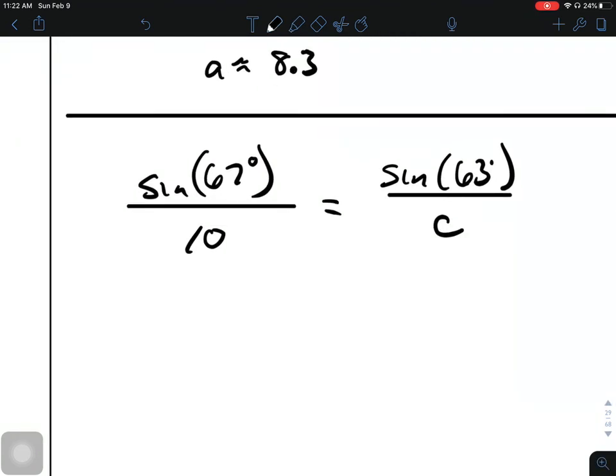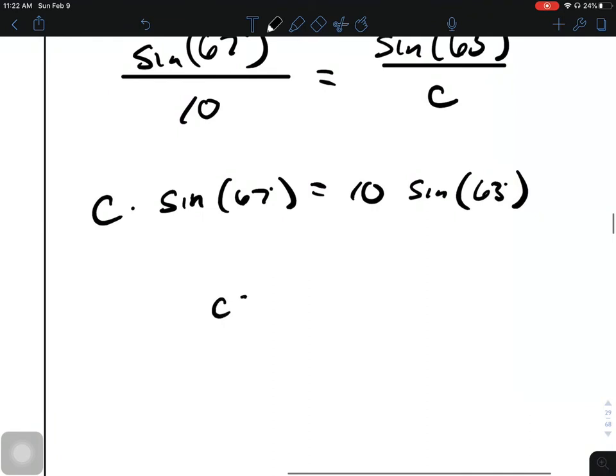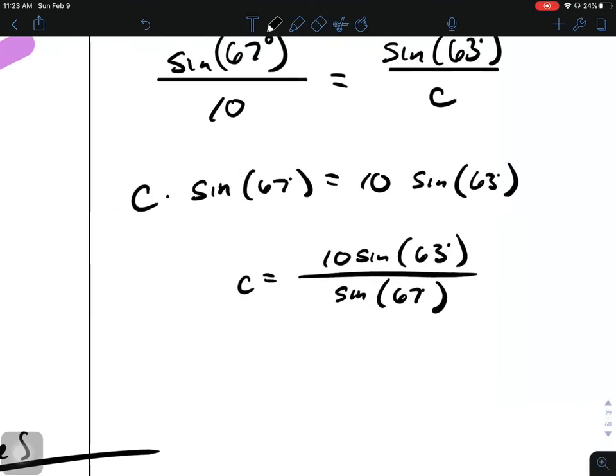I'm going to multiply both sides by 10 and c to get rid of my fractions. On the left, I'm going to get c times sine of 67 degrees. On the right, I'm going to get 10 times sine of 63 degrees. To get c by itself, divide both sides by sine of 67 degrees. I put this into my calculator, I would get about 9.7.